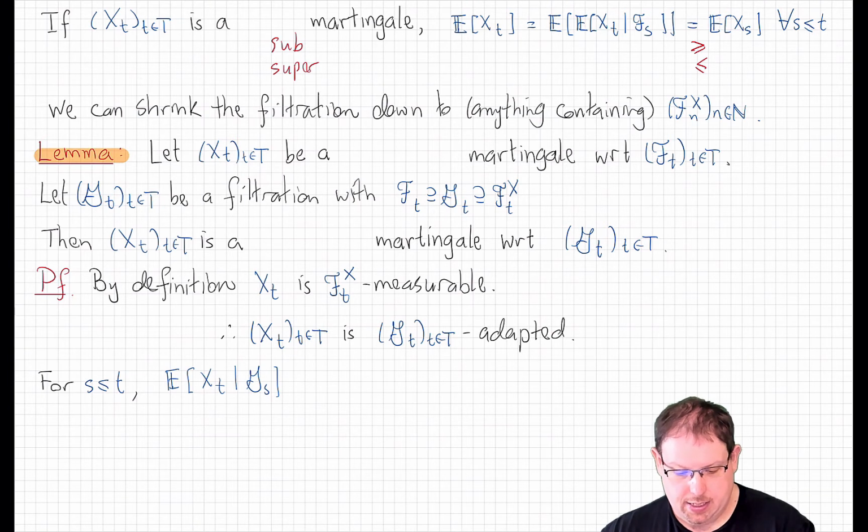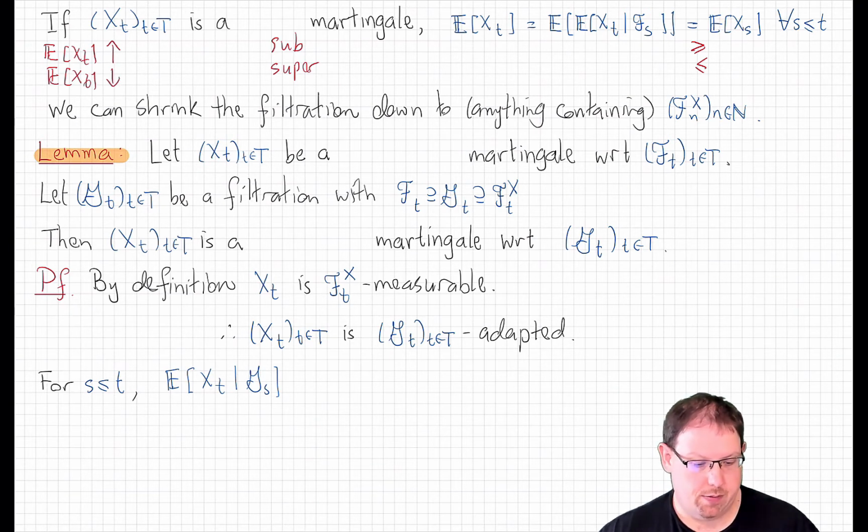And so that tells us that for a sub-martingale, the expected value is an increasing function of time. And for a super-martingale, the expected value is a decreasing function of time. Now, what can we say about the filtration that we're using? Remember, in our analysis of Markov processes, we often wanted to deal with just the filtration generated by the process. Can we do the same thing here?